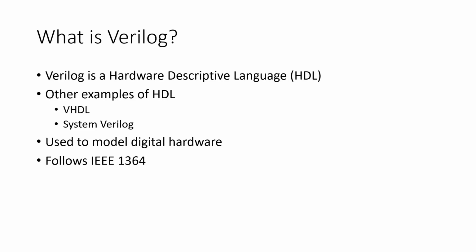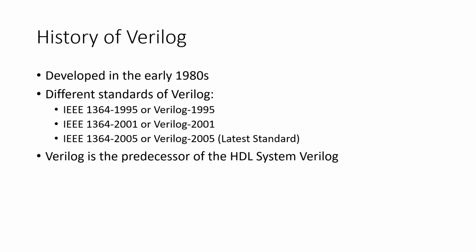Verilog is referred to as a hardware descriptive language. It's used to model hardware. In our case, we're going to focus on digital hardware. Other examples of hardware descriptive languages are VHDL and System Verilog. Verilog follows the IEEE 1364 standard. It was first developed in the early 1980s, starting with the standard of IEEE 1364 in 1995.